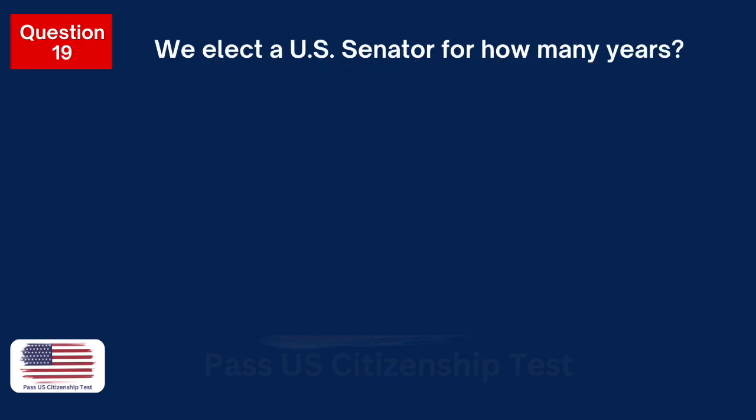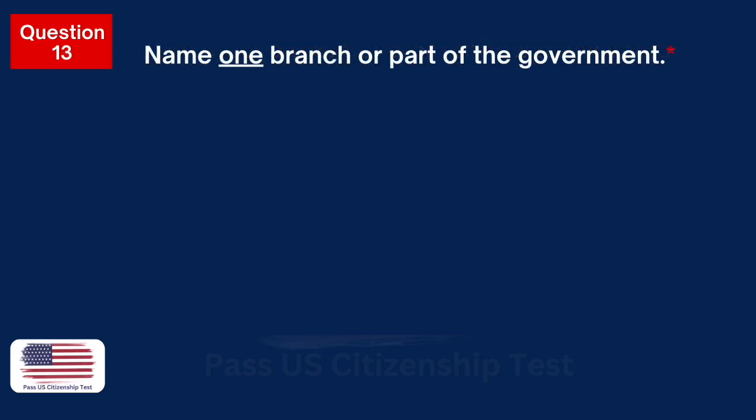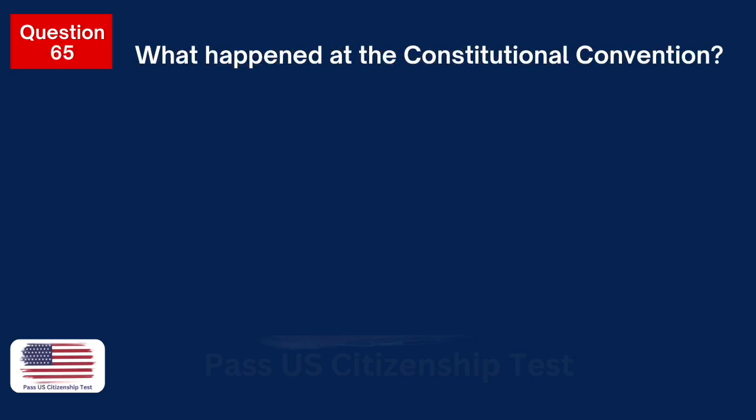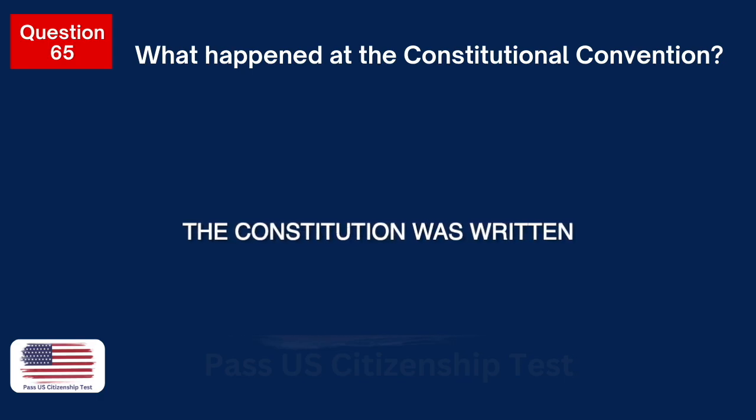We elect a U.S. Senator for how many years? 6. Name 1 branch or part of the government. Congress. What happened at the Constitutional Convention? The Constitution was written.